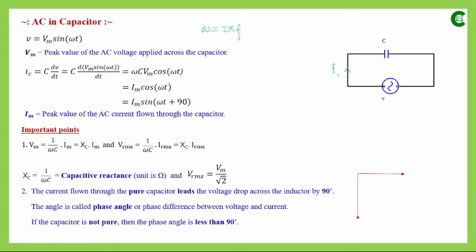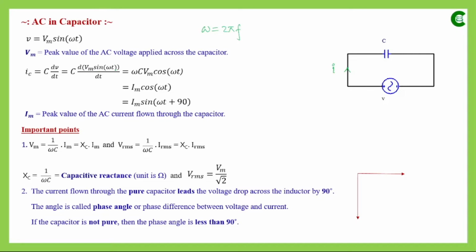Next, we will find out the current that flows through this capacitor or through this circuit. Let's represent this current as IC. We know how this current is related to voltage: it is C dV/dt, that is, the rate of change of the voltage across the plates of the capacitor, multiplied by the capacitance. Now if we put the value of the instantaneous voltage here, it will be C times d(Vm sin omega t)/dt, meaning Vm sin omega t will be differentiated once with respect to time.